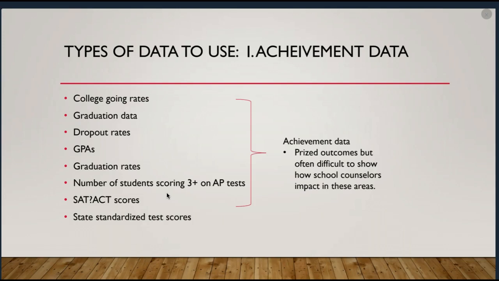And that's going to include our college going rates, graduation data, dropout rates, GPAs, anything that is very quantified. About 10 years ago, so it's worth doing a little history lesson here, it became apparent that school counsellors need to align themselves with the accountability movement and prove that they too can impact this really important achievement data. School counsellors and counsellor educators got really caught up in this notion that school counsellors must show how they impact these hard outcomes.